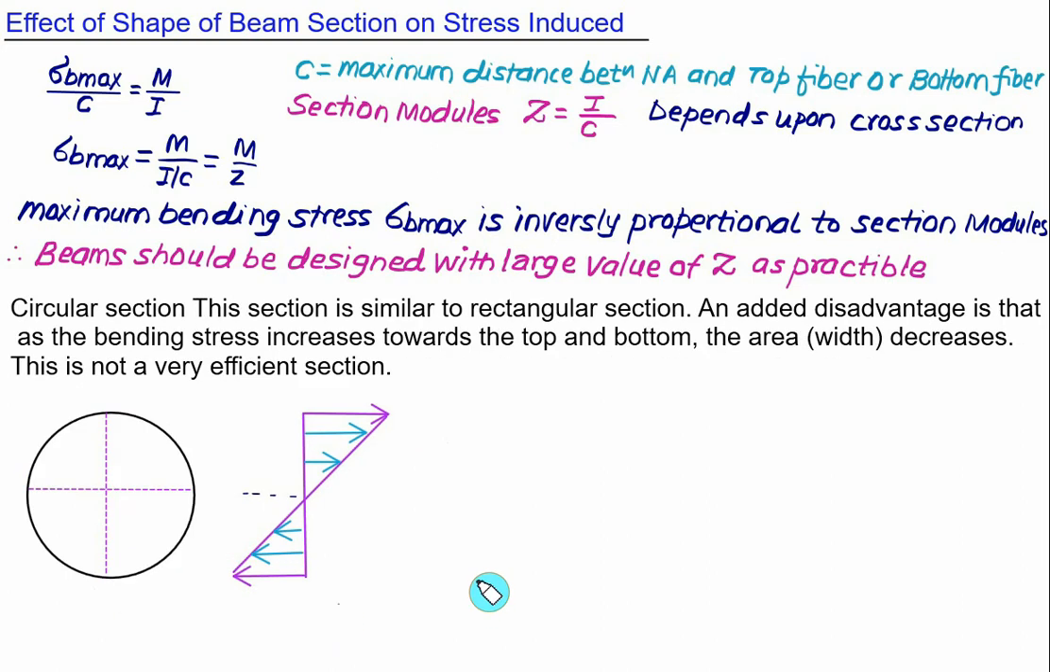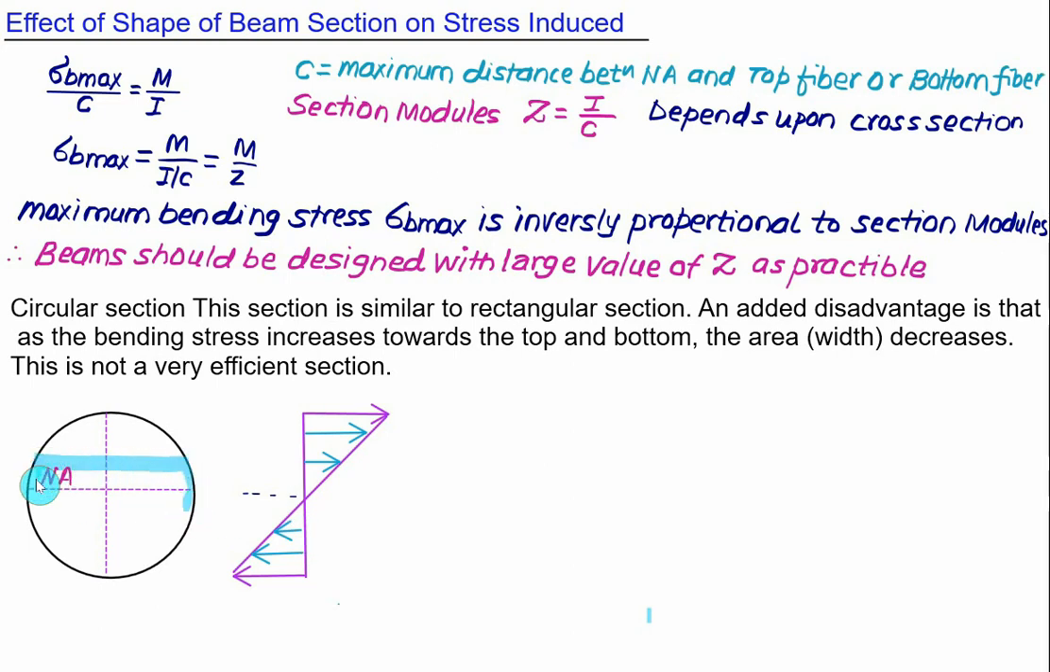Now let's consider here a circular section. The distribution of a circular section is again the same as the rectangular section, because the top fiber and the bottom fiber are equidistant from the neutral axis. The distance of the top fiber and bottom fiber is the same from the neutral axis, equal to d by 2. And the second observation is that where the stress is very small, at that time we have a very large area. So this is not desired.